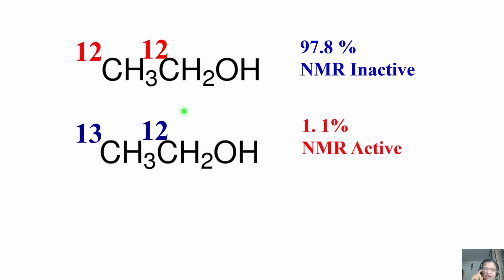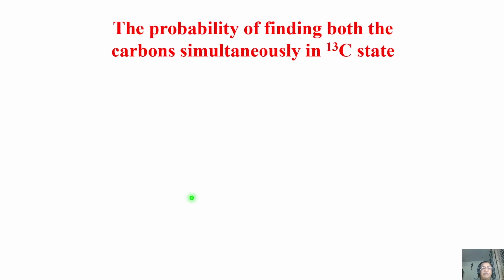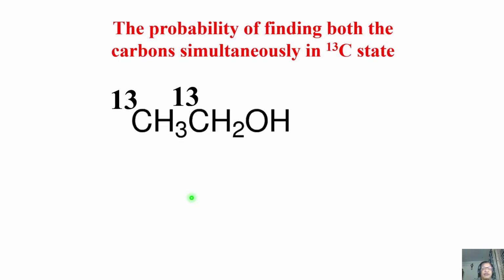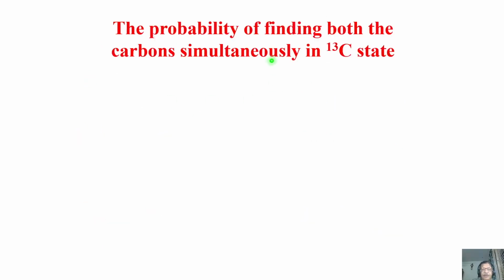This I said, and I am repeating again to make you understand. There is another isotopomer. This is carbon 12, and this is carbon 13. This is only 1.1% NMR active. And the probability of finding both the carbons simultaneously in the carbon 13 state in this ethyl alcohol is 0.000121%. This also I showed. This is NMR active, and only this isotopomer is totally NMR inactive.